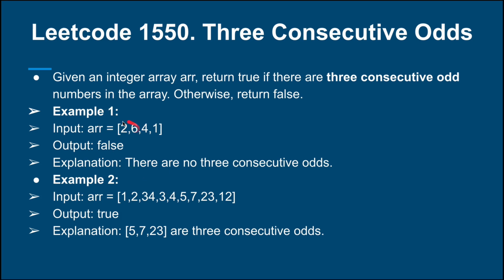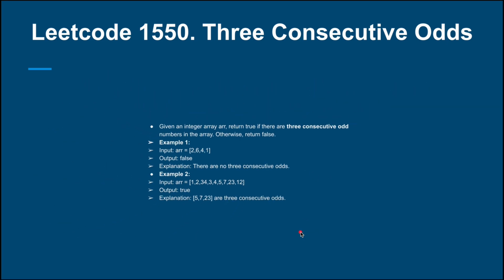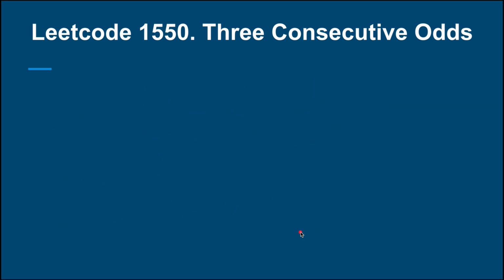So if you observe this example, 2 6 4 1, we are returning false. Why? Because there are no consecutive odd elements. But if we talk about this one, we are seeing that three odds are there. So let's understand the Leetcode 1550 Three Consecutive Odds, which is a very easy problem.